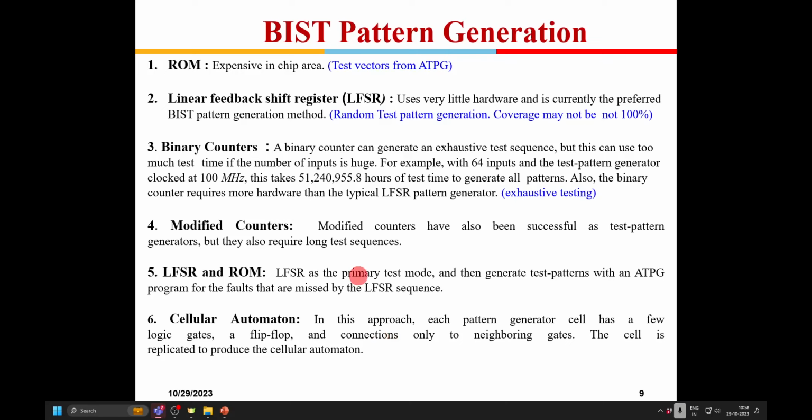But the fourth, the second and the fifth are the ones which are mostly used. Random test pattern generation covers 80 to 90 percent, but if it is for a critical application and you want 100% fault coverage, then you could go for LFSR and ROM. But if your yield is very high, you can relax your testing pattern, so in that case you could restrict to LFSR.